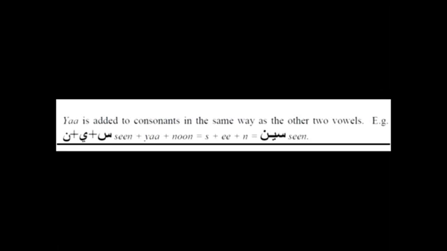The ya is added to consonants in the same way as the other two vowels, the same way as the alif and the wow. For example, the seen plus ya plus noon, as you can see in front of you. Together it equals seen. Seen plus ya plus noon. It's just adding the letters. Sa, e, n. Seen.